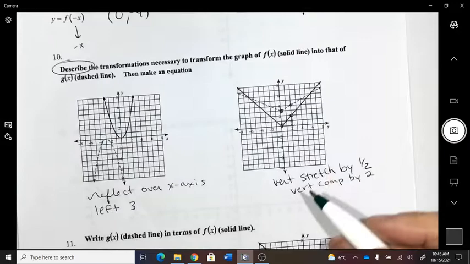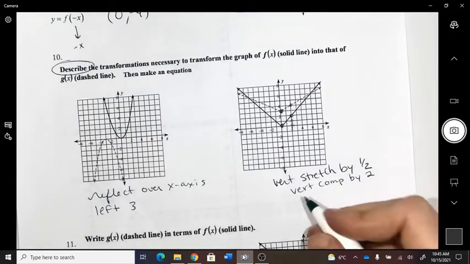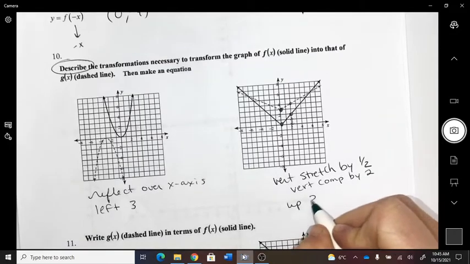And then what else has happened? Shifting up 3.